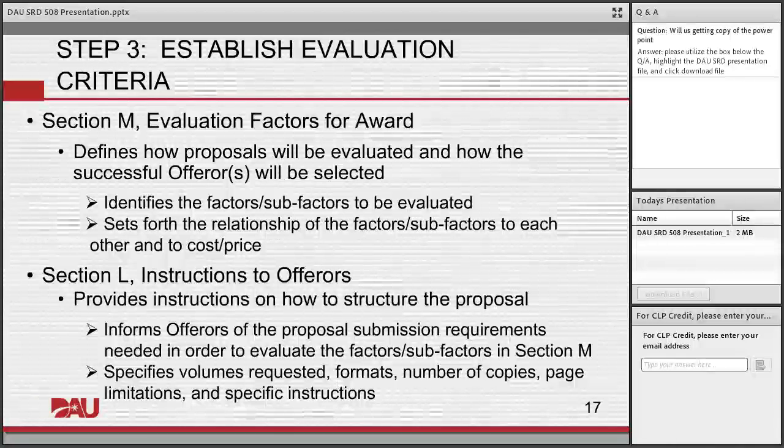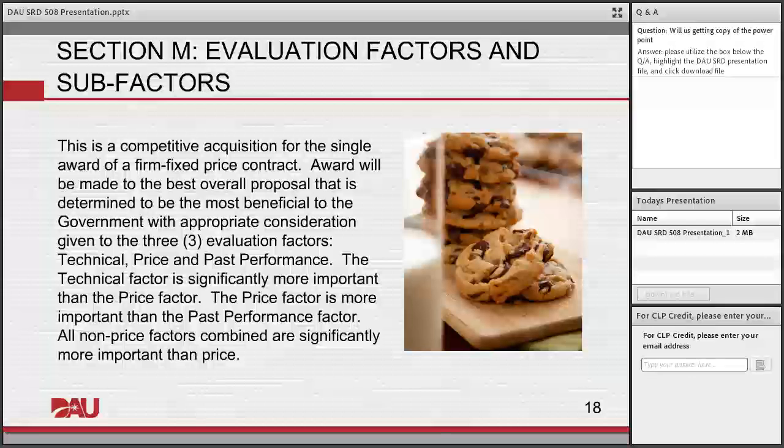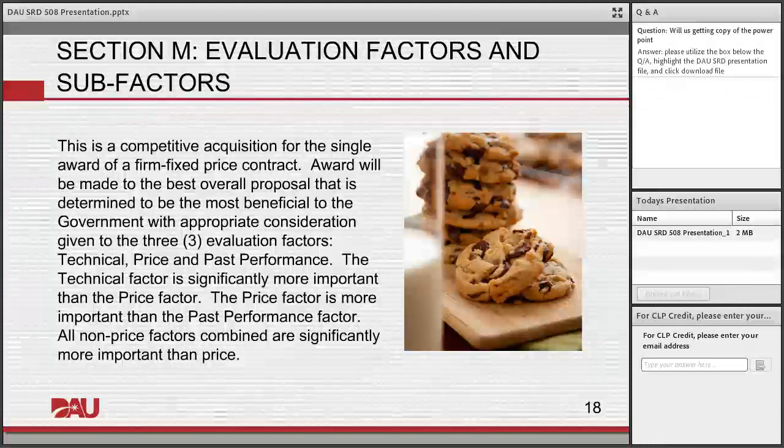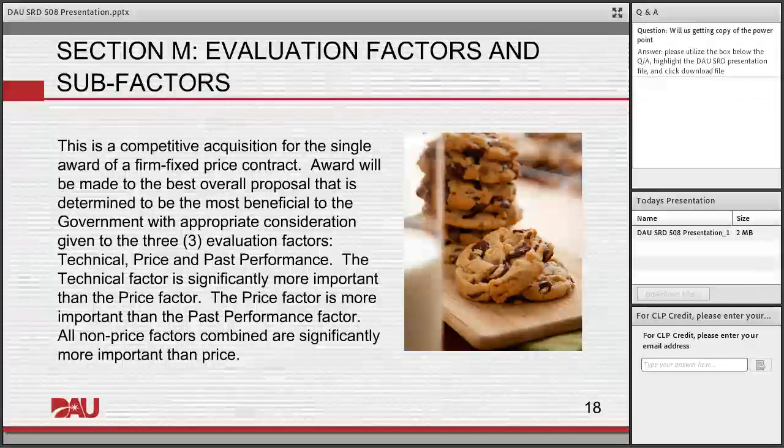So it would be that on the next chart, and then I'm going to back up and talk Section L, but on the next chart is Section M for our chocolate chip cookies. We state this is a competitive acquisition for the single award of a firm fixed price contract. We are going to consider 3 evaluation factors: technical, price, and past performance.